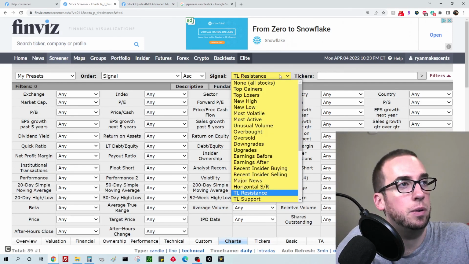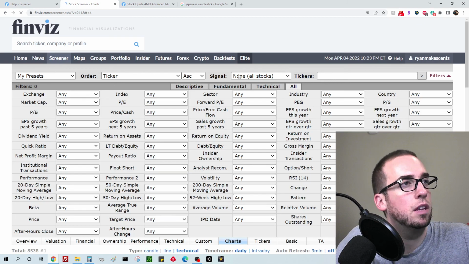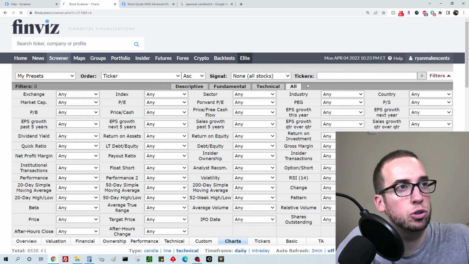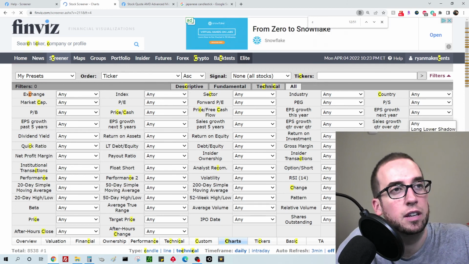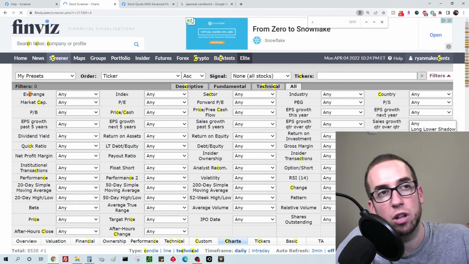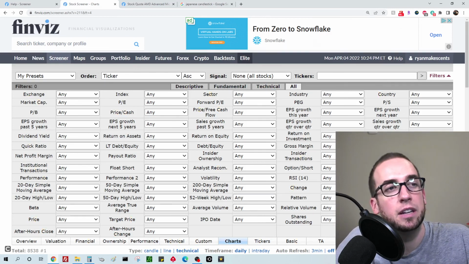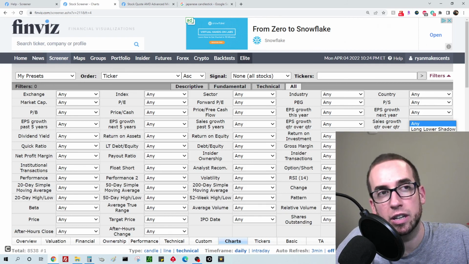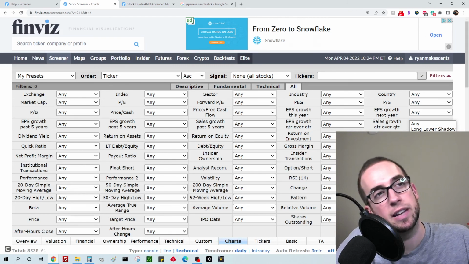And you can also do, there's signal, and then there's also candlestick. Yep, down here, candlestick. Long lower shadow, that's bullish. Long upper shadow, that's bearish. Bullish and bearish means optimistic or pessimistic. So bullish is optimistic that the price is going up. Bearish is pessimistic, the price is going down.